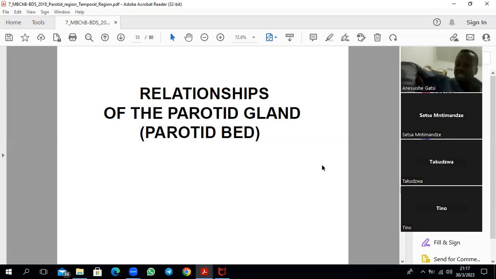So I want you to do this after you exit the meeting when we are done. Take a mirror, find your second molar tooth, then look opposite the crown of the second molar tooth. You find a whitish region or a whitish papilla there. That is where the parotid duct opens. So it opens opposite the crown of the upper second molar tooth. It's very easy. Maybe if you look at a friend, just say, open your mouth, then you look. Right.